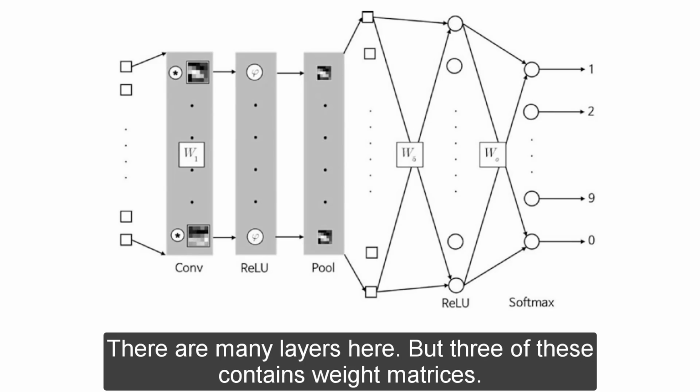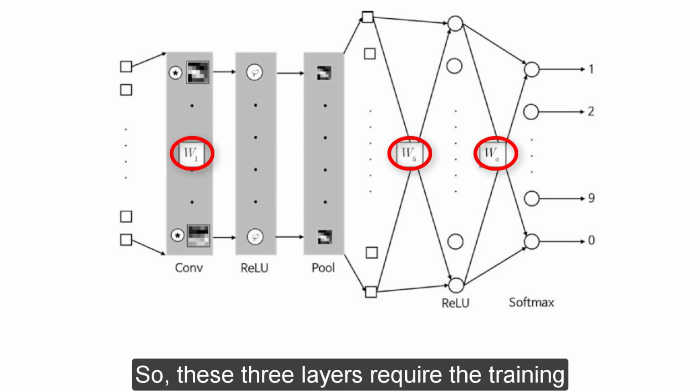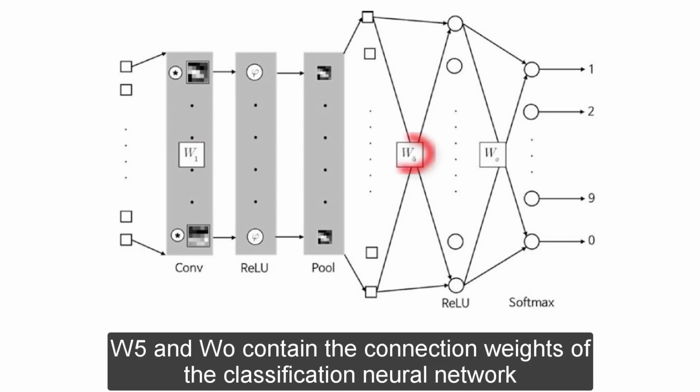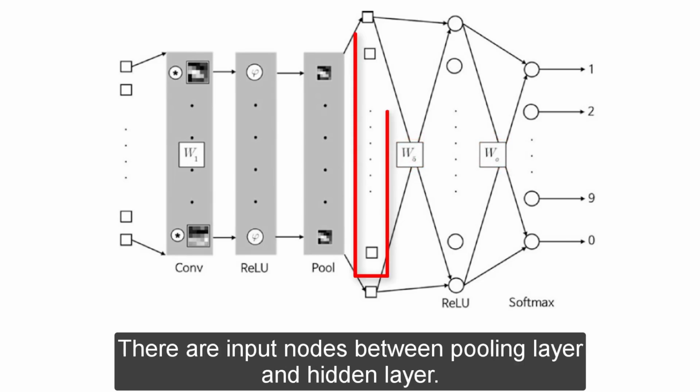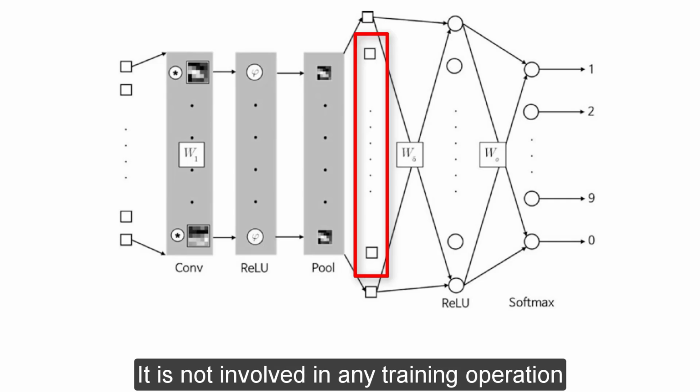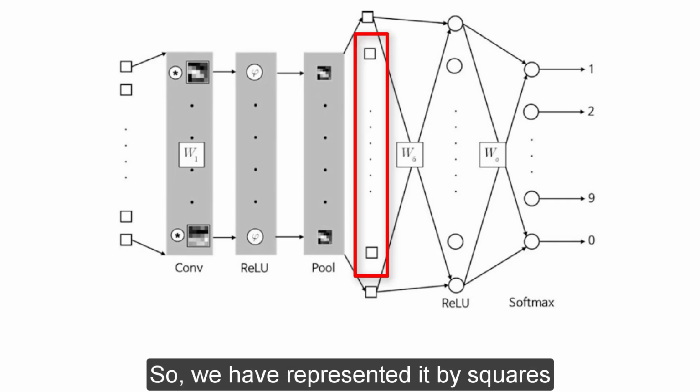There are many layers here, but 3 of these contain weight matrices. So these 3 layers require the training. Here W1 is the weight of convolution layers. It is used by convolution filters for image processing. W5 and WO contain the connection weights of classification neural network. There is a layer of input nodes between pooling layer and hidden layer. This layer transforms 2D image into a vector. It is not involved in any training operation, so we have represented it using squares.